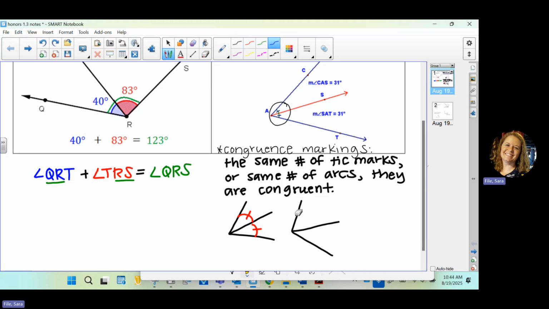It could have multiple tick marks. It could look like this. You could have an arc with 2 or 3 tick marks. As long as the other one has the same number of tick marks, that is marking it congruent. So it could be 1, 2, 3, or 4. Some of these images we eventually get to are going to have lots of different angles and there may be other relationships. So you may get to have 2 or 3 or 4 tick marks on an arc. Okay, so you need to know it's not just the one tick mark. As long as they have the same number of tick marks, they're congruent.